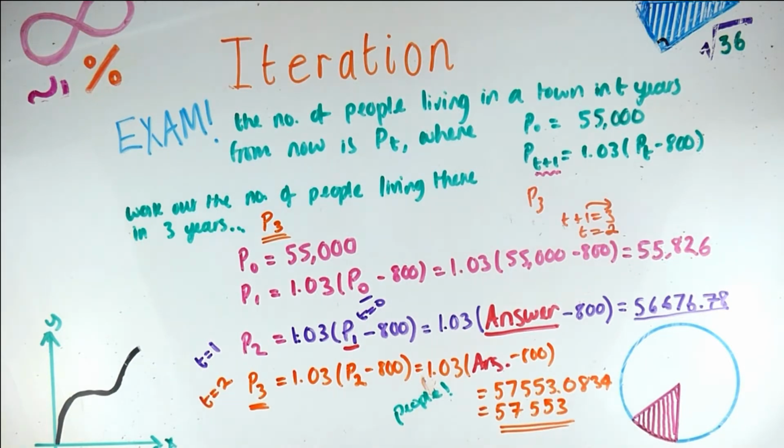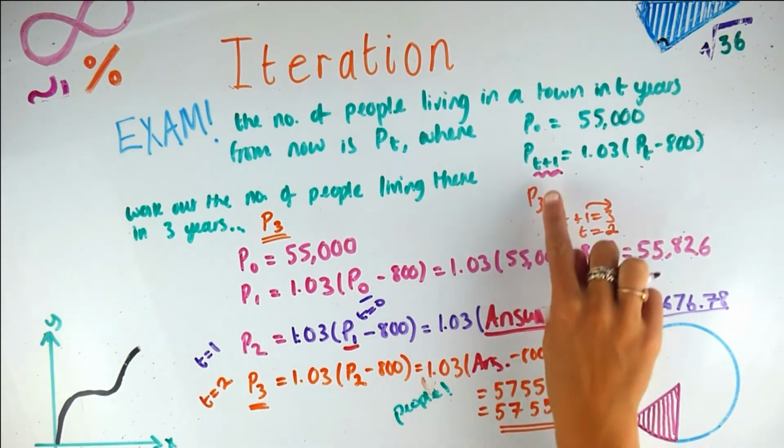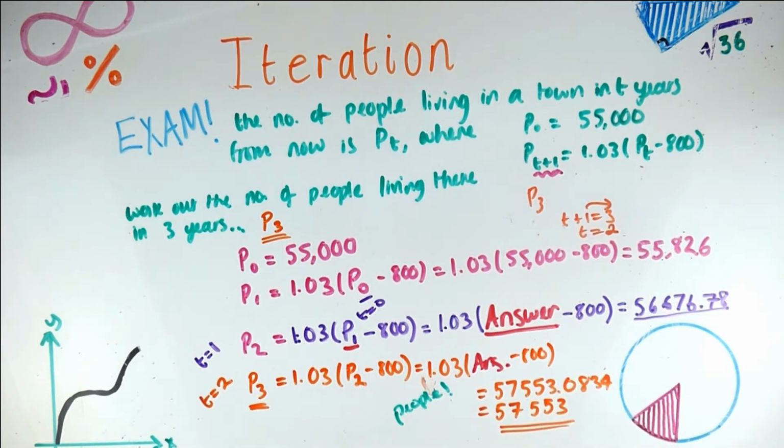So that's how you work out iteration. It's kind of using previous answers, and you've got to get used to using that answer button on your calculator. The hardest part to understand is trying to find out what t is and understand that if you want a subscript of 3, you have to set t plus 1 equal to 3. So let's do another example.